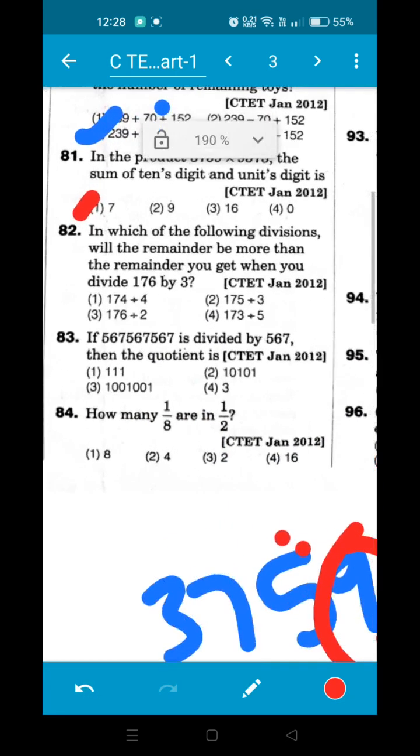Okay. Next, 82. In which of the following divisions will the remainder be more than the remainder you get when you divide 176 by 3? So you need to do the division first for each question.